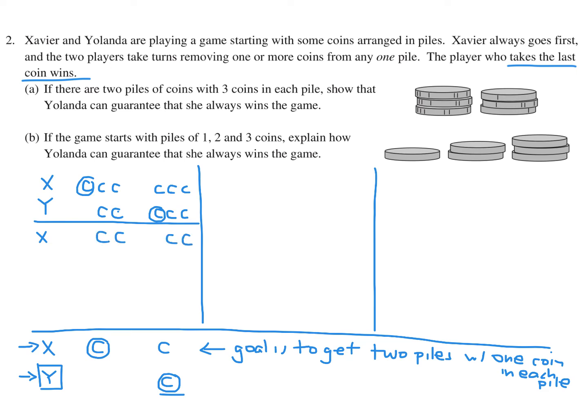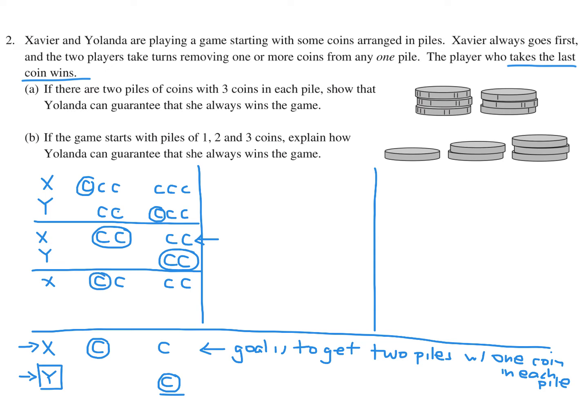Okay, so then Xavier now has got 2 piles of 2. Now he still has a couple choices. He can remove 1 or 2. Let's say he removes 2. If he removes 2, then Yolanda can just remove the next 2, and then she wins because she removes the last coin. I mean, she's removing 2 coins, but she's also removing the last coin. That's scenario 1.